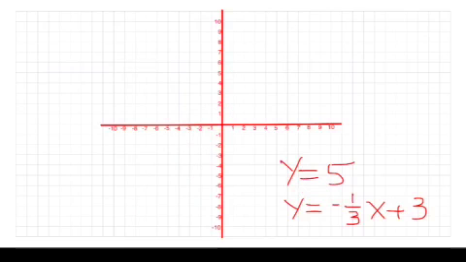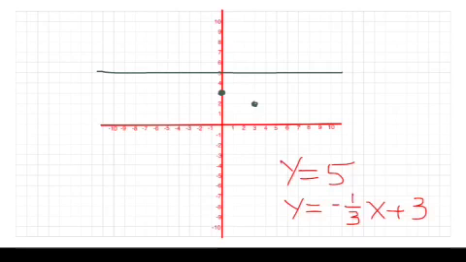There's one last one. This time we have y equals 5, which, if you remember, is just a horizontal line crossing y at 5 like that. And then the other one is in y equals mx plus b form. So we're going to put a point right here at 3. And this has a negative slope, so we're going to go down 1 and right 3 like that. And so that's going to give us hopefully what we need here.